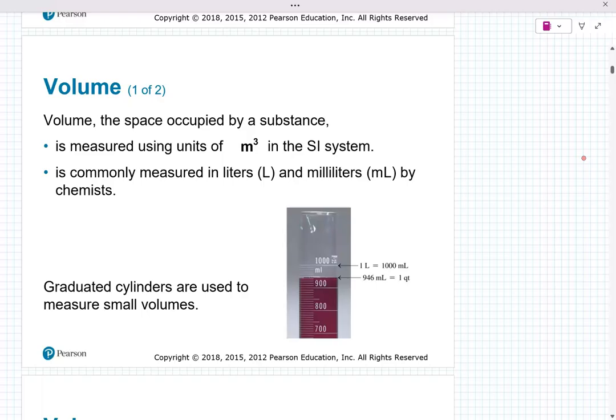So let's start with the volume. The volume is the space that a substance occupies. Obviously, you'll know it. So in the international system, we use cubic meters. I want to emphasize what a cubic meter is. So imagine that this is a cube. It's a cube, right? And each edge is 1 meter.